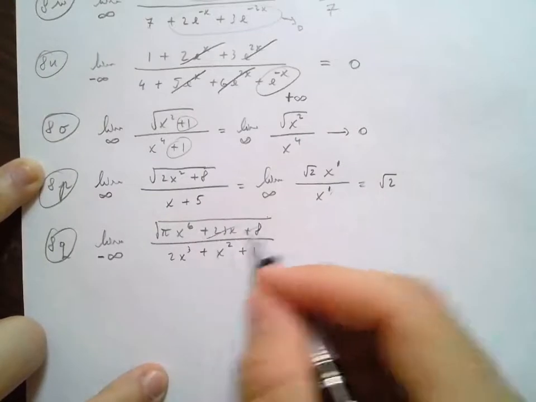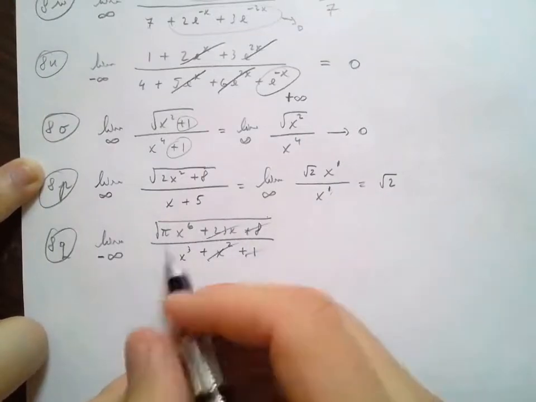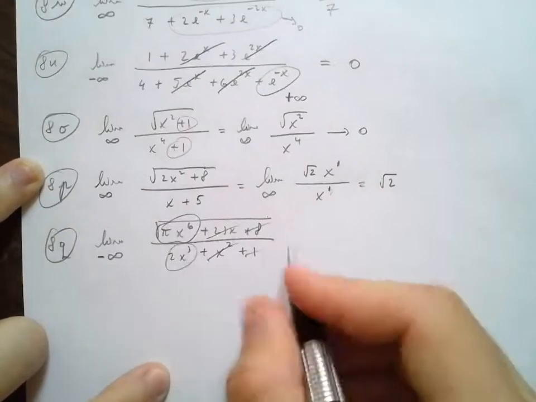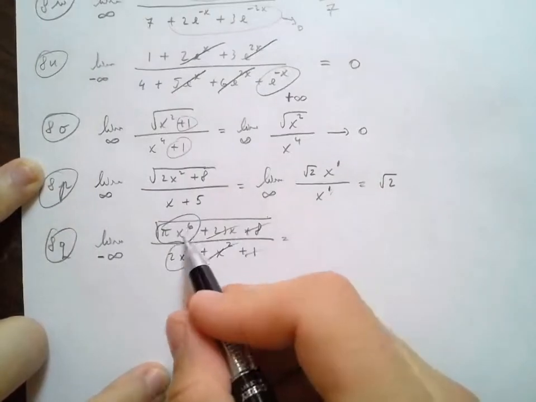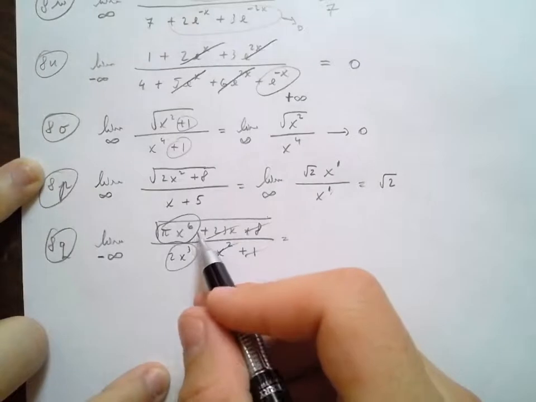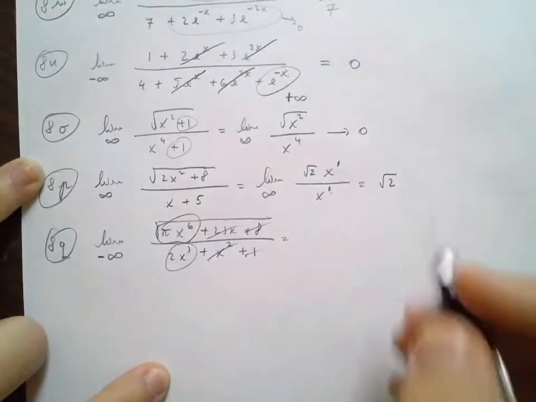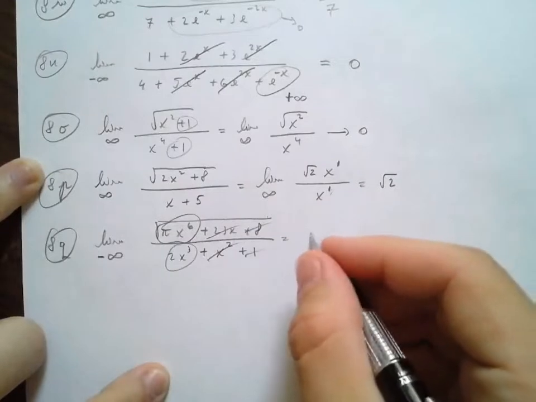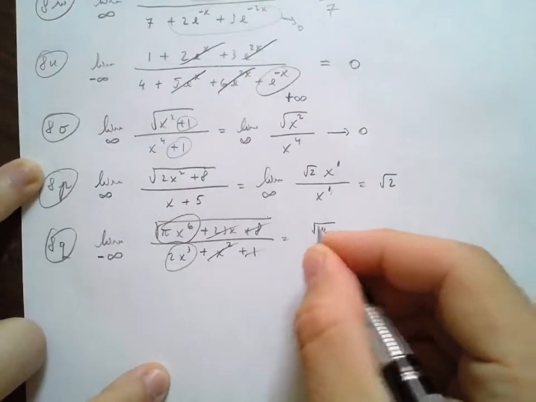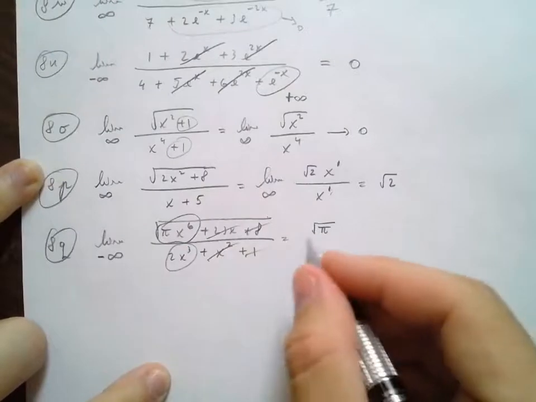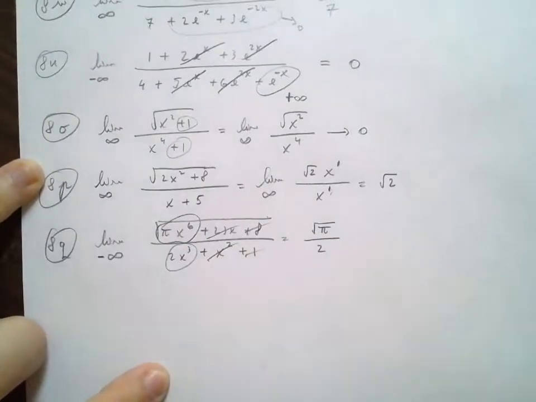I can ignore all the lower order terms. The leading term on top is this with a square root tacked on. The leading term on the bottom is that. Once I apply the square root to x to the 6th, I'm left with x cubed, so they are of the same order, and that means I just take the ratio of lead coefficients, which is square root of pi, since the pi is under the square root, all over 2, and that is my limit.